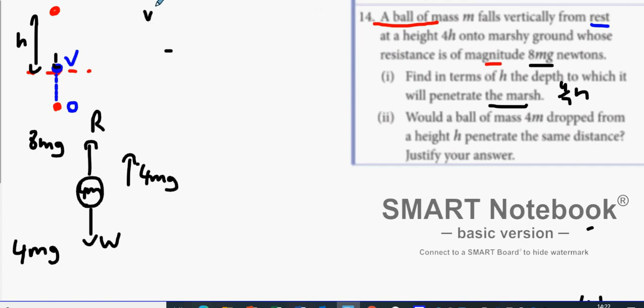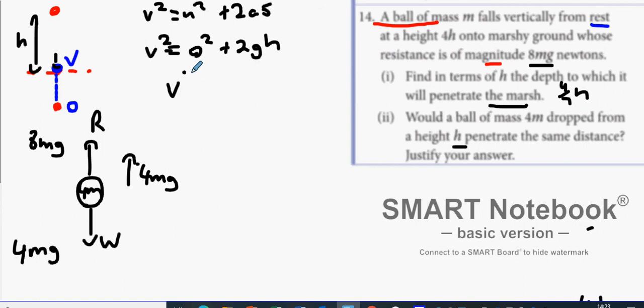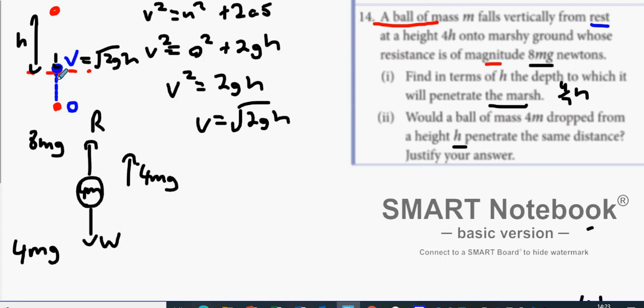So we're going to do v squared equals u squared plus 2as again. And v squared is what we're after. u squared is 0 squared. Now it's going to be 2 times g times h, because it's not 4h, it's just h. So what we get here is v squared equals 2gh, or v equals root 2gh. That's the new v value. Next thing, it enters the marsh and it decelerates down to 0. And what we're looking at here is, how does it do this?